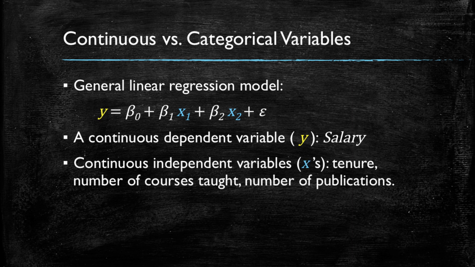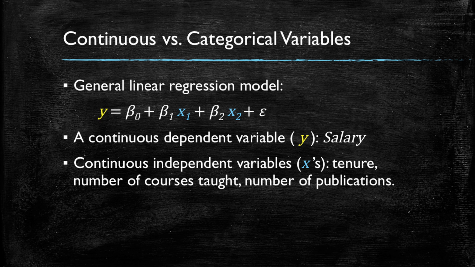Other potential continuous variables that we could use as regressors to explain variance in salaries are, for example, tenure, how many years a professor has been in an institution. Another continuous variable could be the number of courses taught by this professor, or also in research institutions, the number of publications this professor has may have an impact on his or her salary.